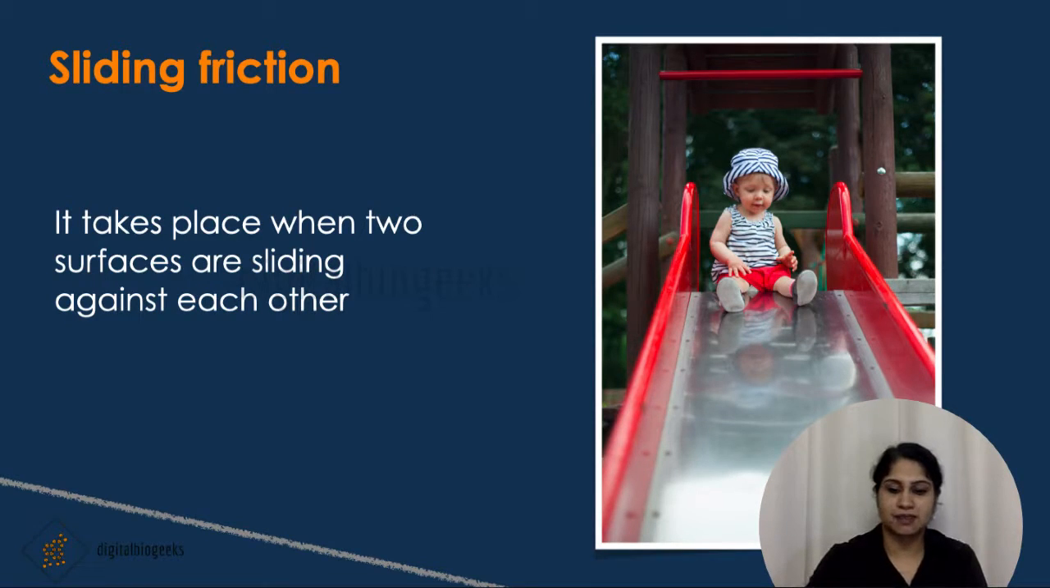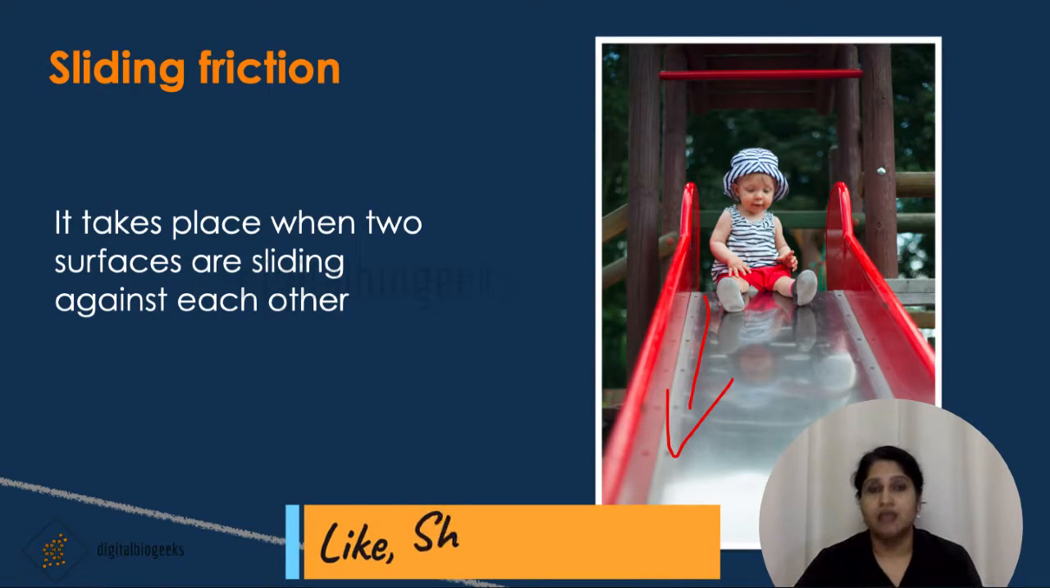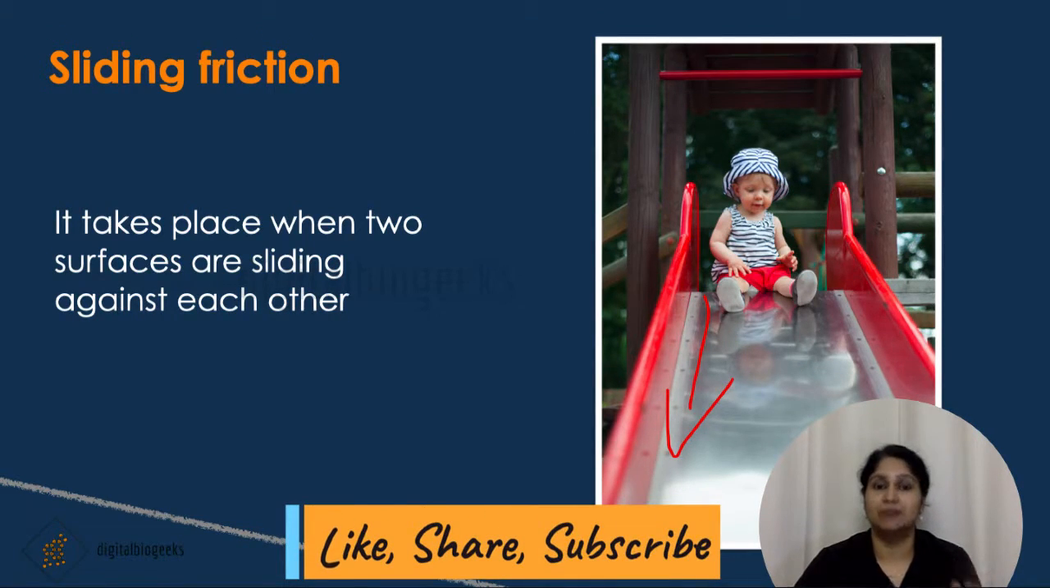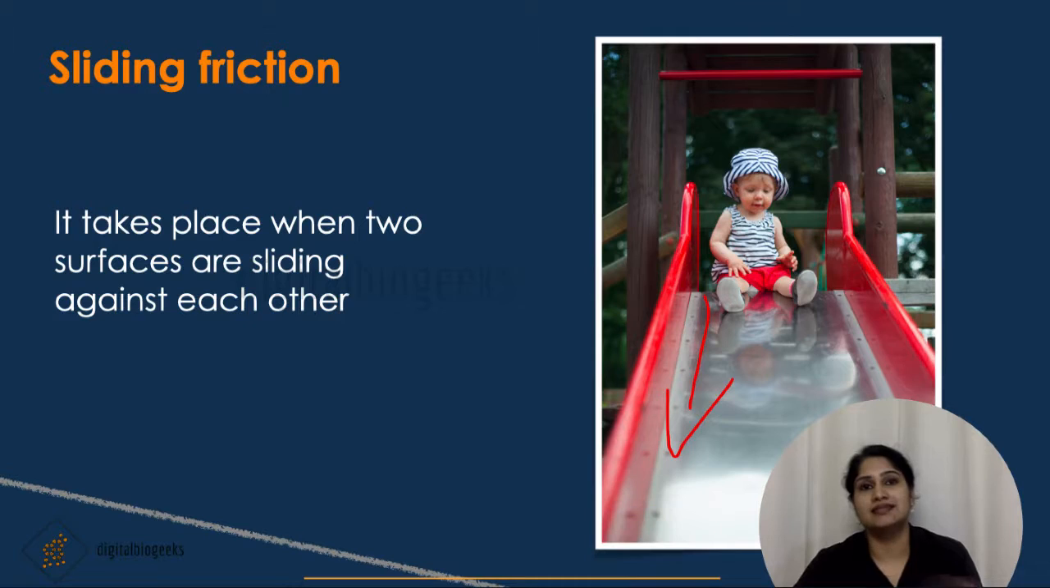A kid is playing on the slide. When the kid is playing in the absence of friction, she will move fast and will fall down. Due to sliding friction, she can move safely as this sliding friction provides some resistance.